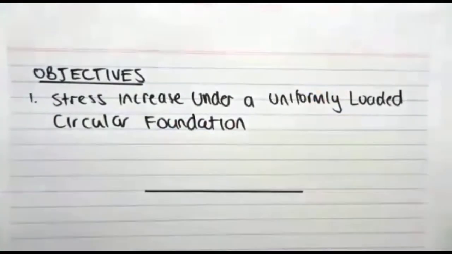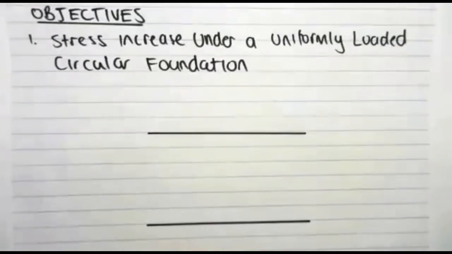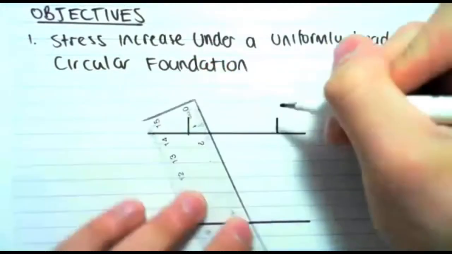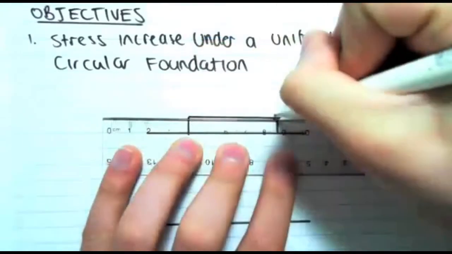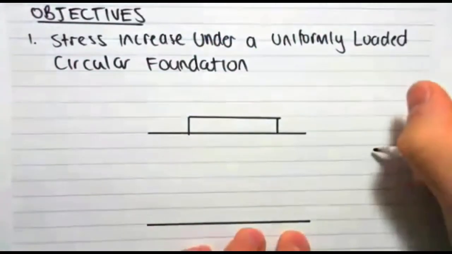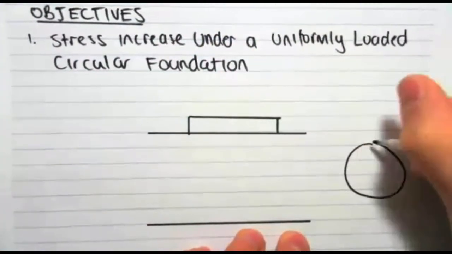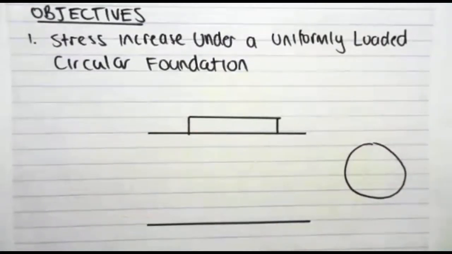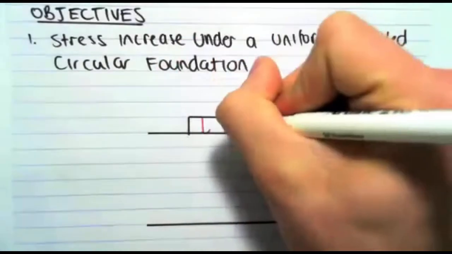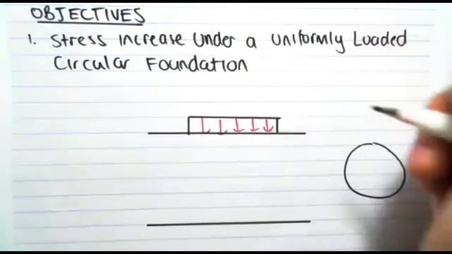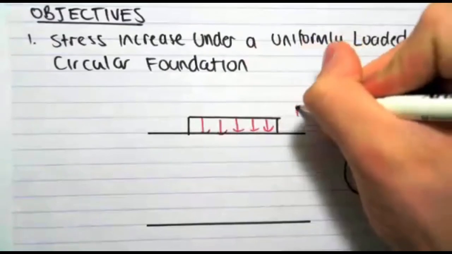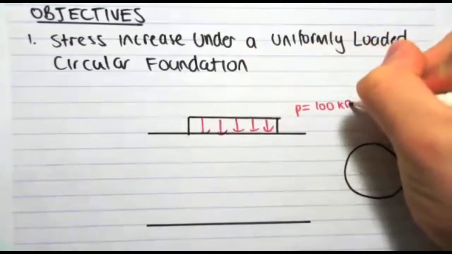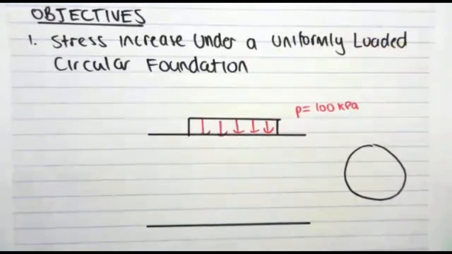Say we have our profile of soil like this, and we have a circular base on top of it. So this is in section. This would be in plan, it would look like this. So there's our circle. In section we have a circular base which is uniformly loaded. Let's say that the pressure or the stress that it exhibits is 100 kPa. So it's a uniform stress that it puts onto the soil.